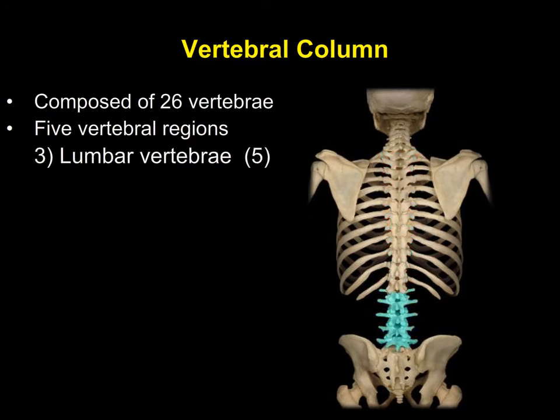So inferior to the thoracic vertebrae are the 5 lumbar vertebrae. And the lumbar vertebrae are much larger and also sturdier than the thoracic vertebrae. And this is because their job is to support the weight of all the overlying structures, the thoracic region, the cervical region, the skull, and in fact everything that's in the upper body.